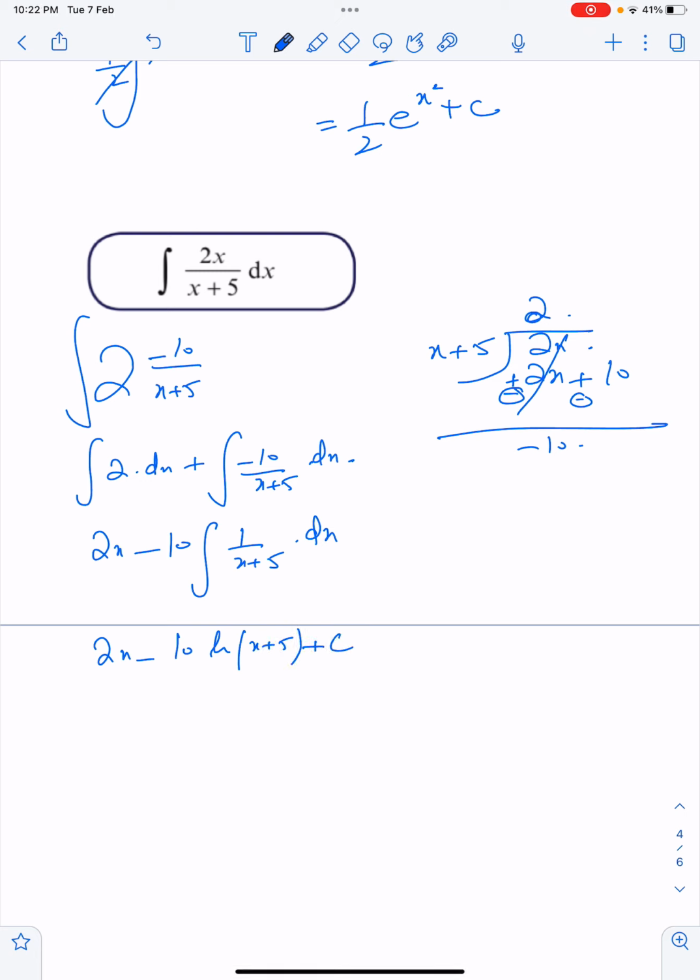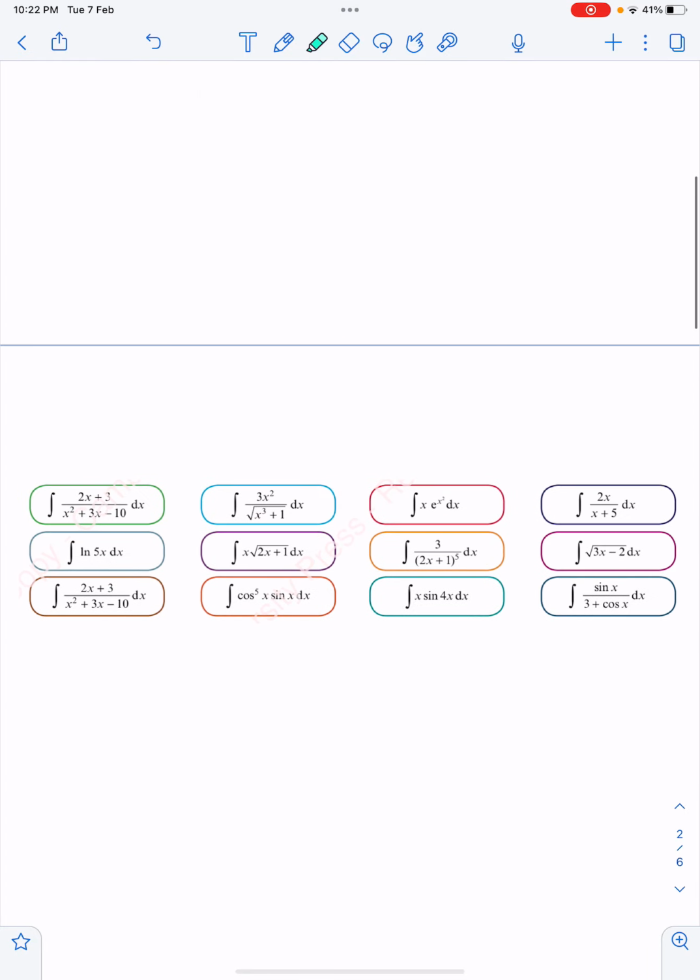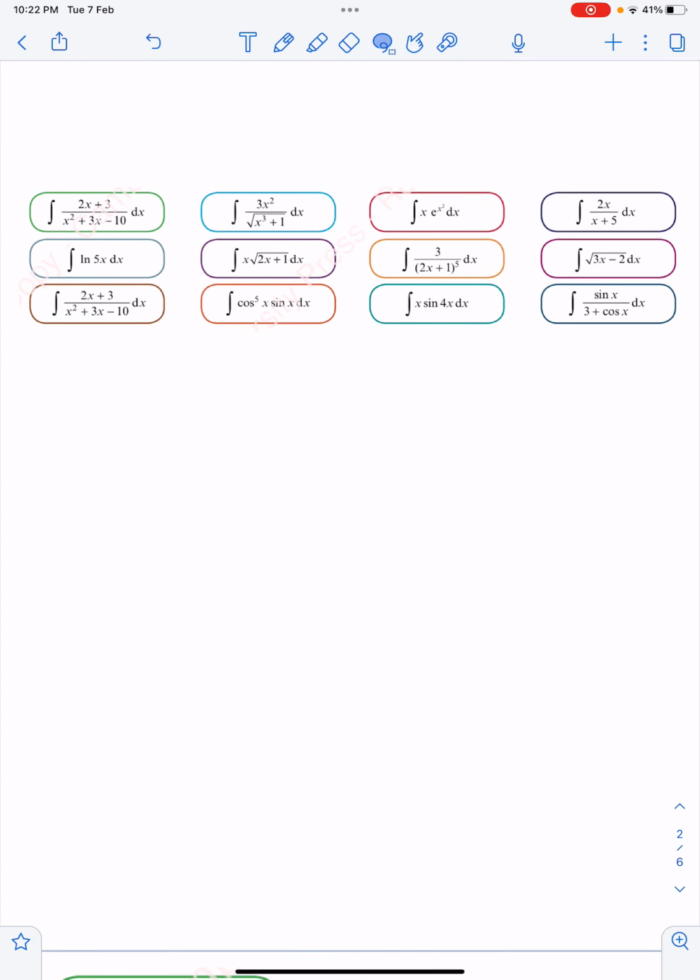This is the answer. The next question which I have here is ln 5x.